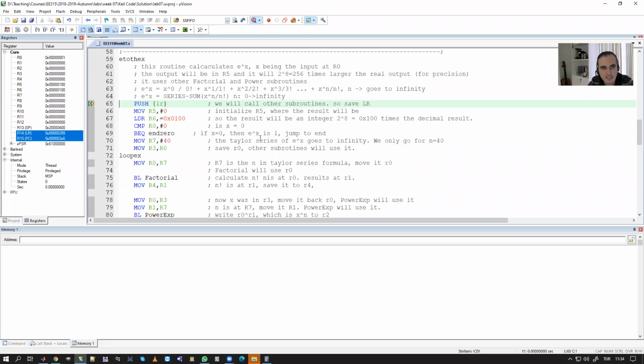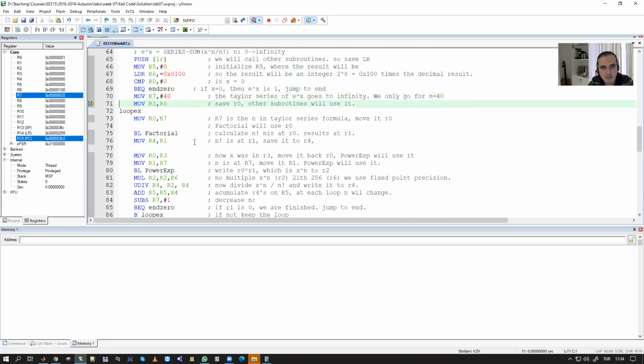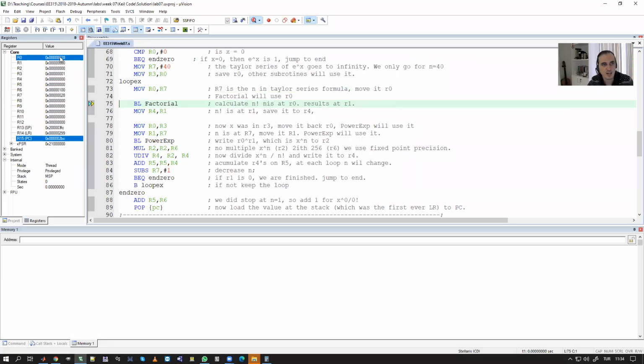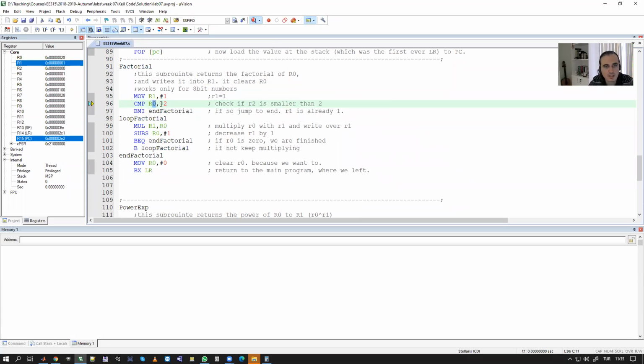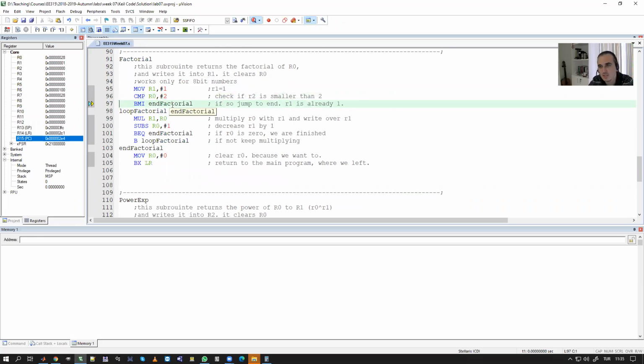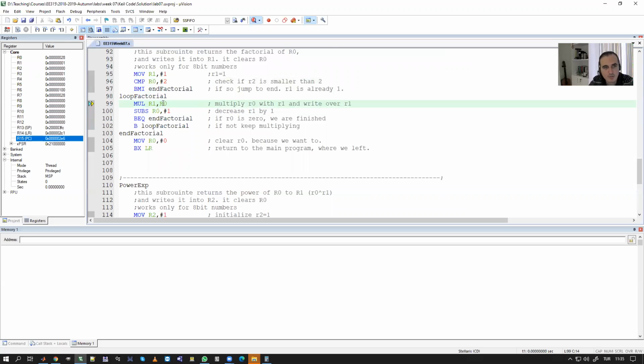I send 40 to factorial, and the factorial code says that calculate n is at R0 and the result will be at R1. But I don't get 40 factorial at R1. I'm going to get inside factorial to see why. It initializes R1. It compares R0 with 2, because if it is 1 or 0, the result is 1 or 0 factorial, which are both 1. If they are not, it jumps, but it's not. I multiply R0 with R1. Good.